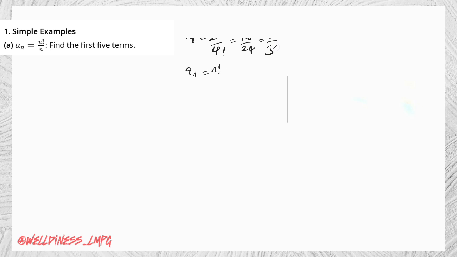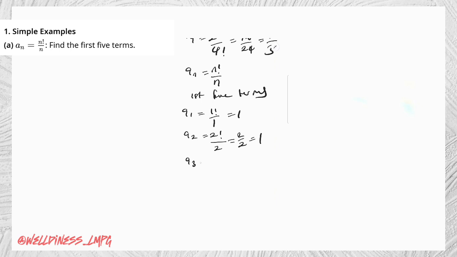So our next question, we have a_n equals n factorial divided by n. Find the first 5 terms. So to get our first 5 terms, we're going to substitute certain values. In this case, we started with a_1, because if you divide 0 factorial by 0, that will not give you a value.